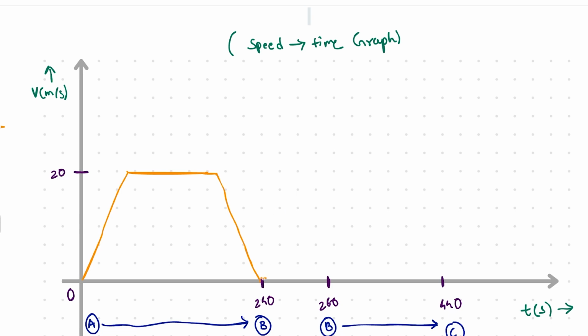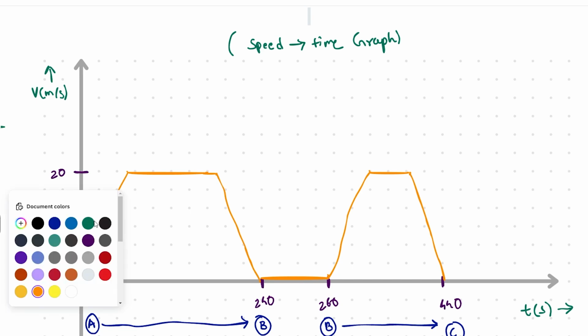Now at station B, our train halts for 20 seconds. So basically our time will increase, but our speed will remain constant at 0 meters per second. After 20 seconds, our train will start to increase its speed again for the first 10 seconds to reach the 20 meters per second mark. And then it will again travel at a constant speed. And when it realizes that it is reaching station C, in the final 10 seconds, it will start to decrease its speed to come to rest at this particular instant. So this is the behavior of velocity with respect to time for this particular motion.